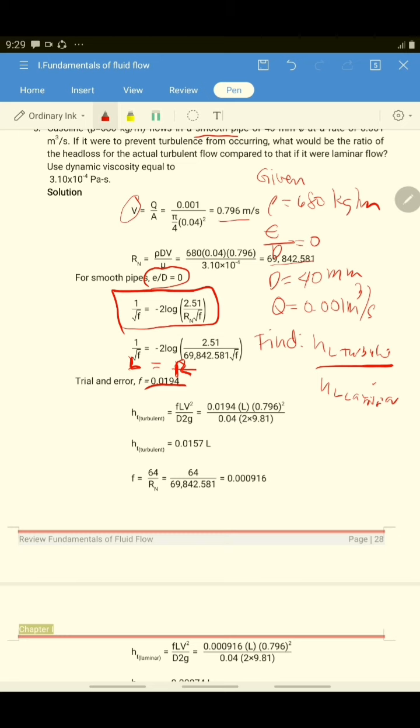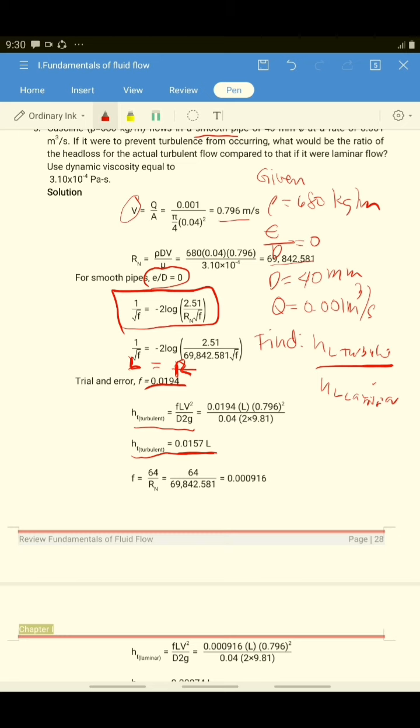Okay, the value of F is the correct value. Then you can substitute it to the head loss formula, FLV squared over 2G. Because we don't have the length, you have this equation. This will be the equation in getting the head loss for turbulent flow. So that is equal to 0.0157 times the length of the pipe.